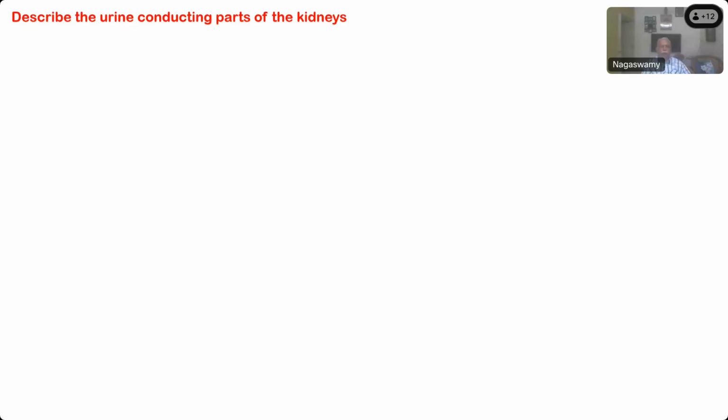The glomeruli are filtered, and then it passes through, what are all the structures it passes through, and how does it come out. So these are the answers that are expected for this question.